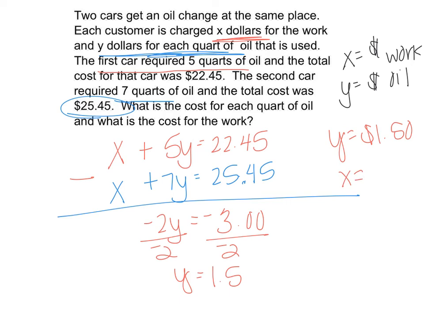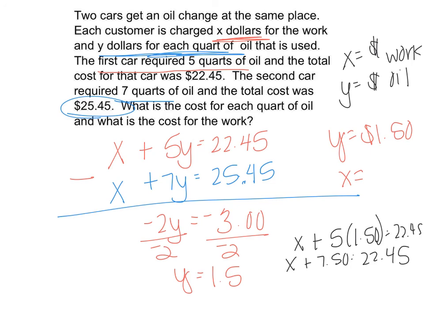Let's take car number 1. Car number 1, we worked for X hours, and we bought 5 quarts of oil at $1.50 each and spent $22.45. So let's do 5 times 150. Let's see, 5 times 150 is 750. So X plus 750 equals $22.45. We can take away 750 from each side, and that leaves us with X equals $14.95. Remember, X is the amount of money we pay for the work, so the work cost $14.95.